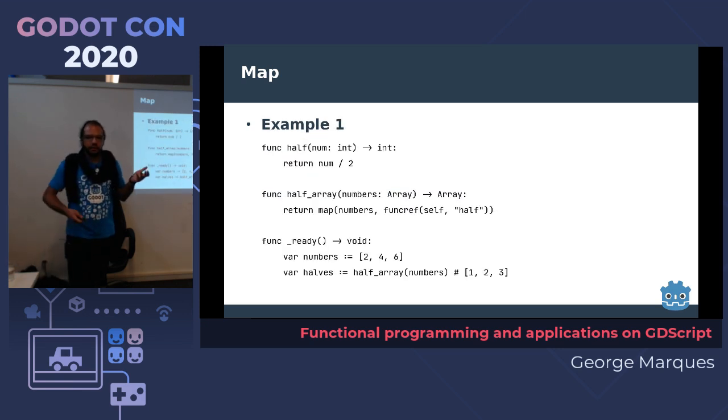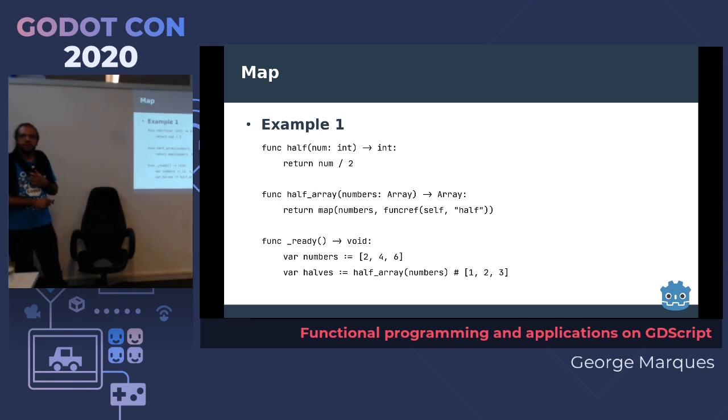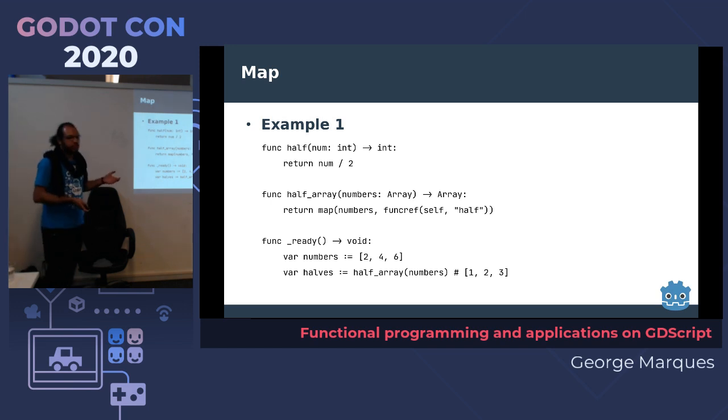One example of using this map function is when you have a function that calculates the half of a value. So it returns the number divided by 2. Then you have an array of numbers, and you just map this half function, with funcref self, to this array of numbers. So this is also a pure function that uses map, the half array. In ready, for instance, you make the numbers, and then you pass this array to map. So now every number in the array is halved. So that's one use of this function.